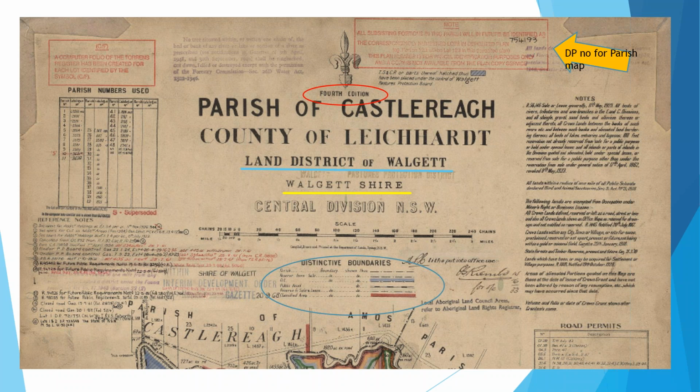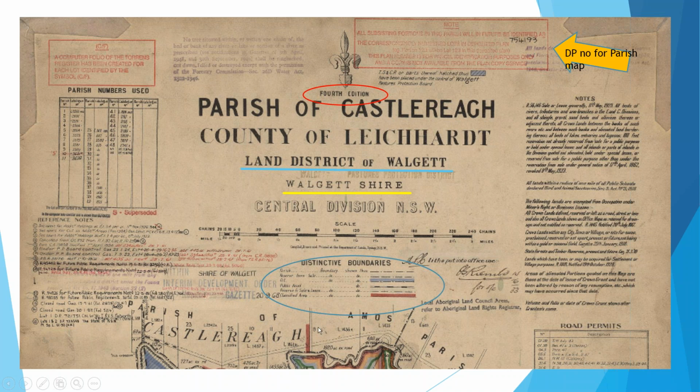So here we have an example of the 4th edition of the parish of Castlereagh. So you've got the edition number up the top, but down the bottom, next to where the distinctive boundaries are, you actually get a little notation to say that that map has been put into office use in 1933. You get told the land district, so it's in the land district of Walgett, it's in the Walgett Shire, and it's in the Central Division of New South Wales. You get your scale, your boundaries. Up the top here, we get the DP number that the parish map is now referred to by. You get your reference notes, which are the funny things, numbers in circles.